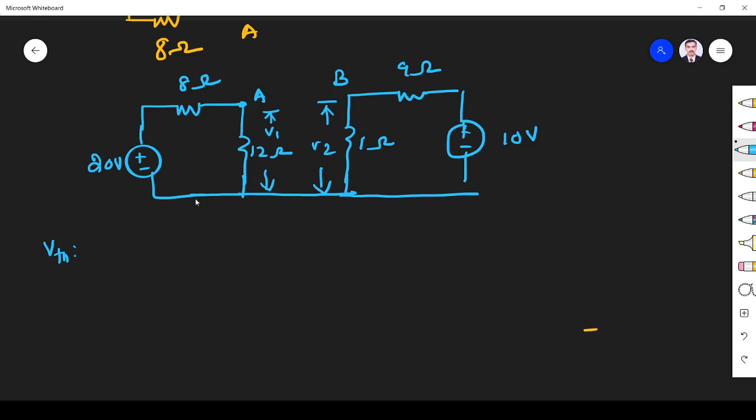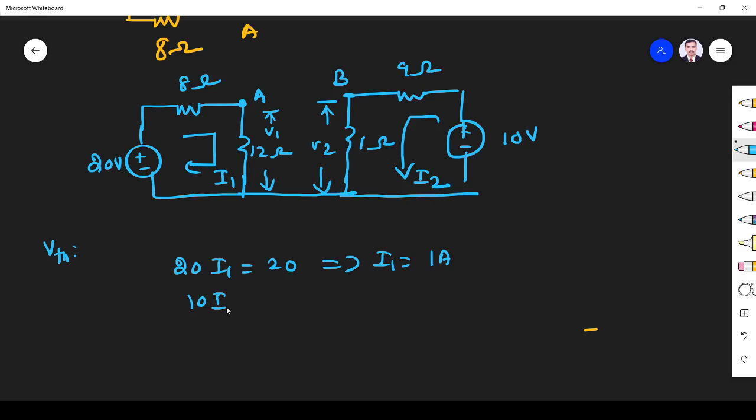Okay. Let us see. First, we have to find the voltage across AB only. That is the open circuit voltage because it is acting as a load. So here you see, I apply KVL here, I1. So 20 I1 is equal to 20. This implies I1 is equal to 1 ampere. Similarly, for this I2, I apply KVL at the second loop. So 9 plus 1, 10. So 10 I2 is equal to 10. This implies I2 is equal to 1 ampere.